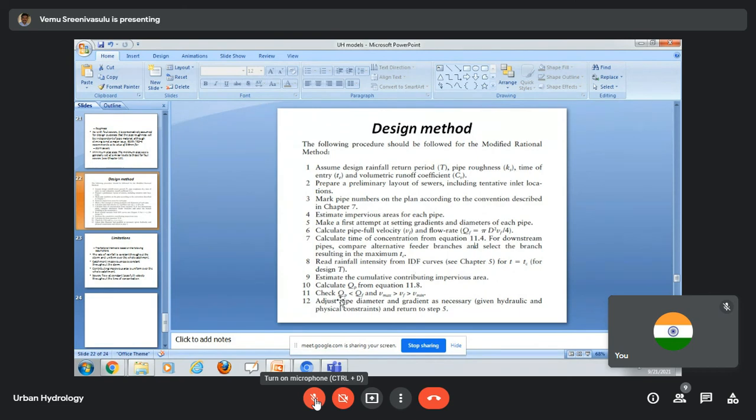So ensure that this QP should be less than QF. QF is the maximum carrying capacity of the pipe. So if this is not met, then you either increase the diameter or increase the slope. So okay, I will stop here.